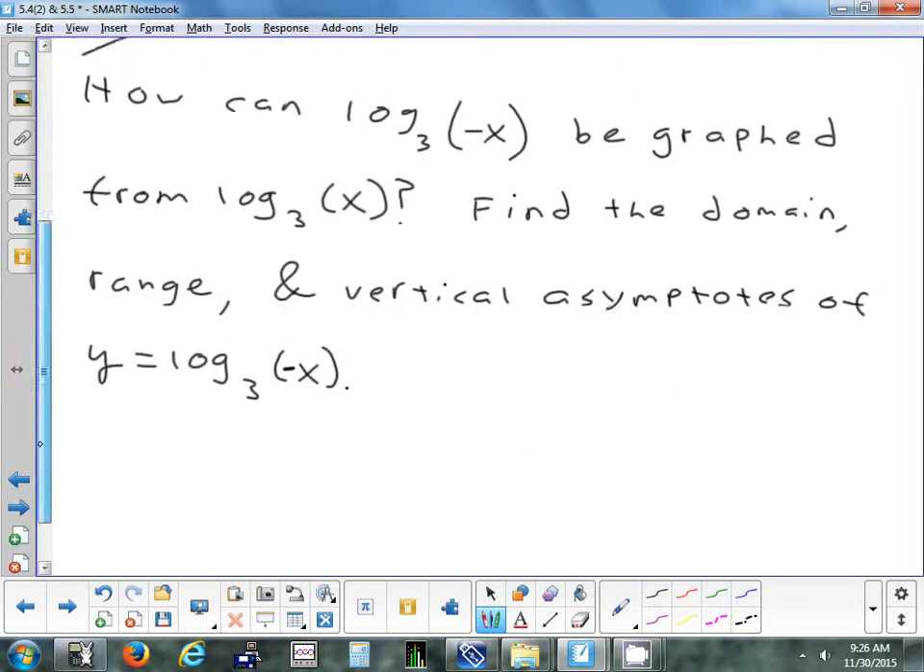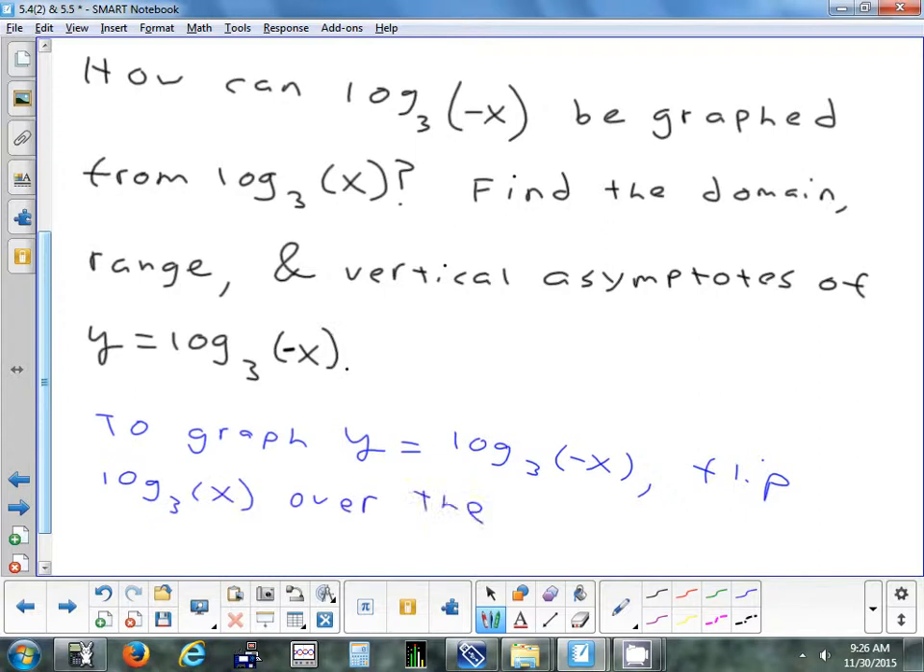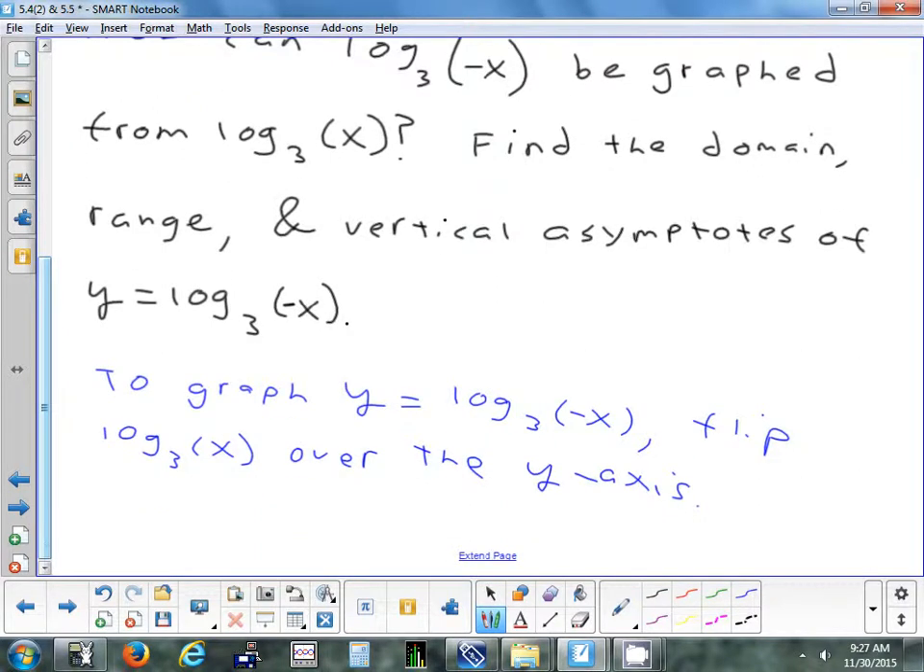Yep. So I'll say to graph y equals log base 3 negative x, flip log base 3 of x over the y-axis. That's it. That's the only transformation in that problem. And now they want to know the domain, range, and vertical asymptotes.